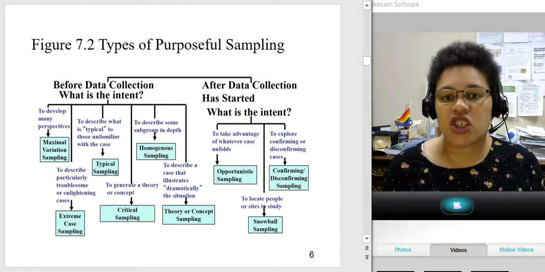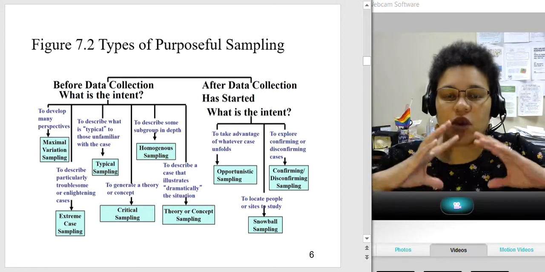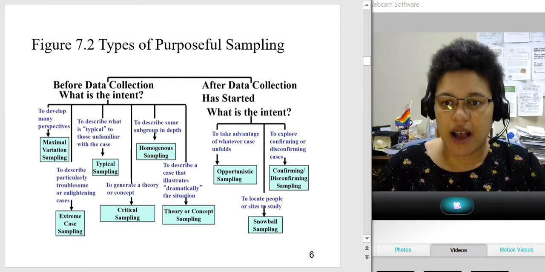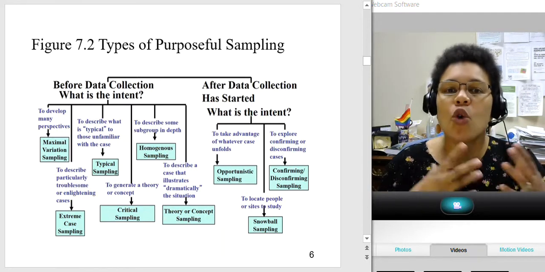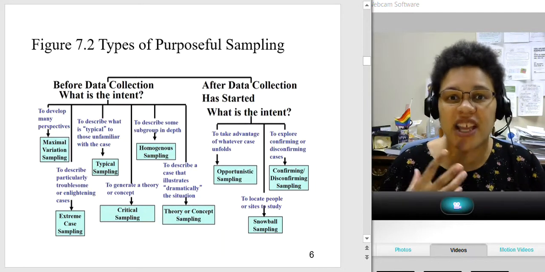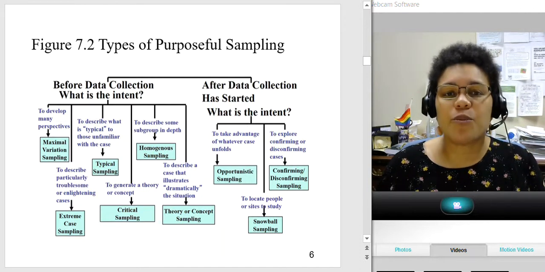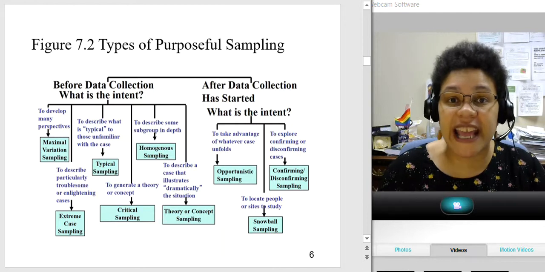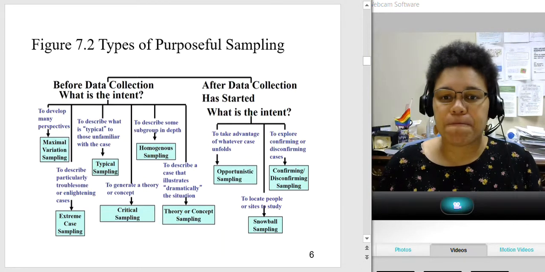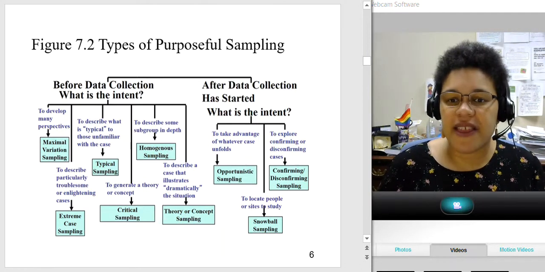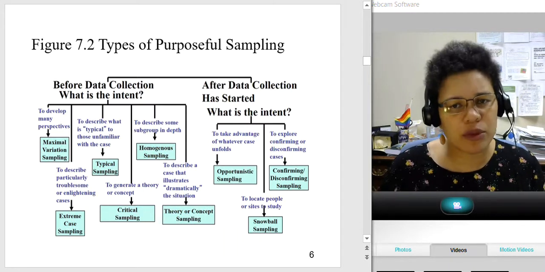Now, after data collection has started, you may find that you need to get additional participants in your study. One way is that as a case unfolds, a particular situation develops. Let's say we're looking at an elementary school teacher. Who is she coming into contact with? Let's say she has a really good conversation with a parent, and you're observing. You may then approach the parent and say, "Hey, can I interview you about your interactions with this teacher?" That's opportunistic sampling.